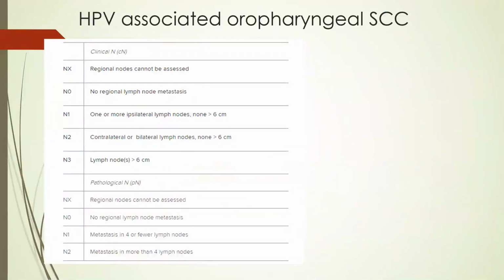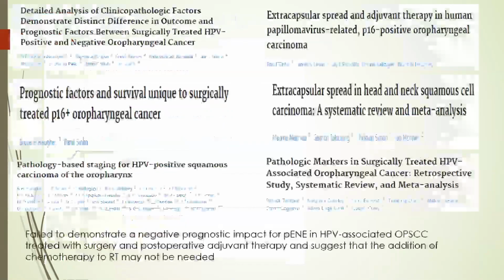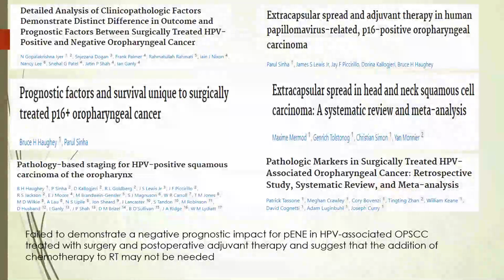Now, coming on to HPV-related oropharyngeal squamous cell carcinoma. We all know that in the nodal staging of HPV, extranodal extension is currently not used. This was because of many studies. All these studies have shown that there was no negative prognostic impact of pathological ENE in HPV-associated oropharyngeal squamous cell carcinoma. Hence, the addition of chemotherapy to radiation may not be needed. So, because of these studies, currently there is no extranodal extension.